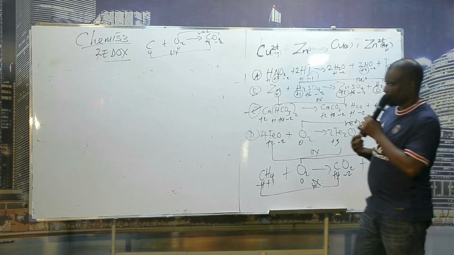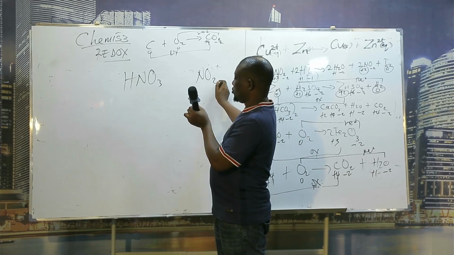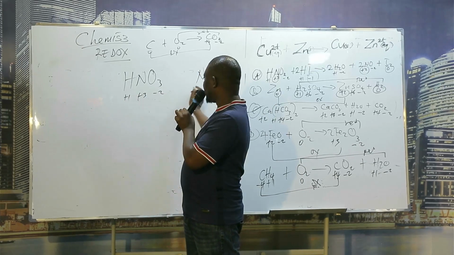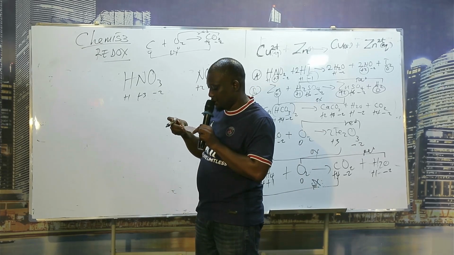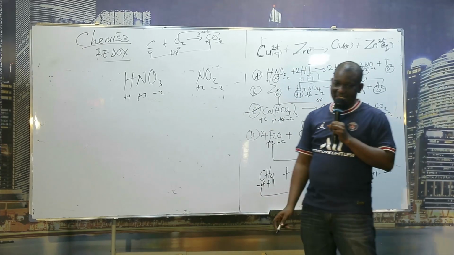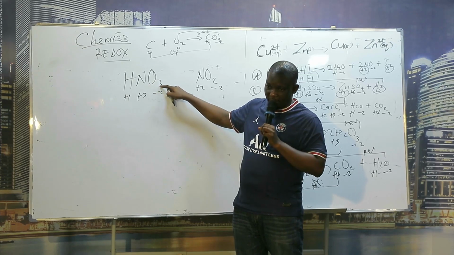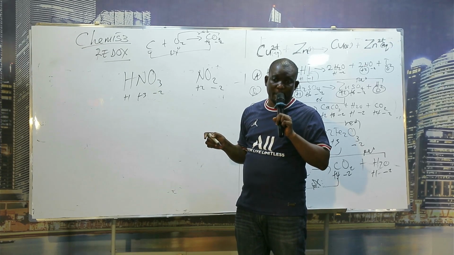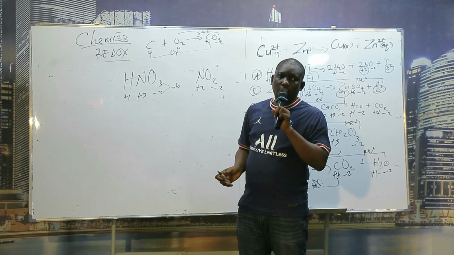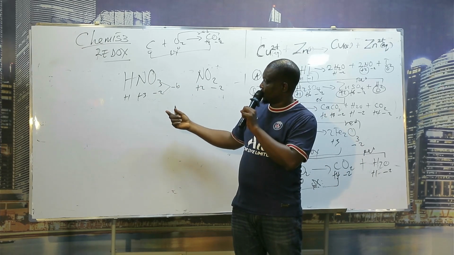Uncle, how is HNO3? Tell them the numbers. Plus 1, plus 3, minus 2. The sum of this minus 2 times how many atoms? 3. Oxidation number of oxygen in a combined state is what? Minus 2. Times 3, you have minus 6. The algebraic sum of oxidation numbers of all the atoms of an element in a compound is what? 0.